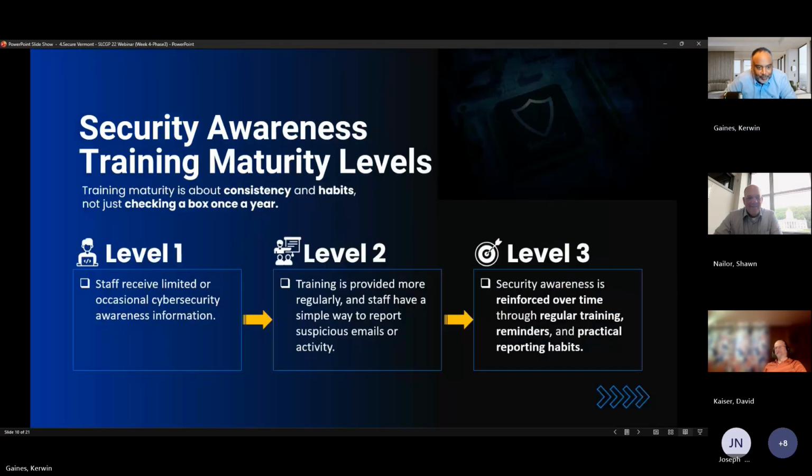Good point. All right. Again, the three maturity levels, you start with something. Level 1 is some sort of occasional awareness. Level 2, the training is provided more regularly. Staff have a simple way to report suspicious emails or activity. And then level 3 is where you're doing routine training, you have reminders, you have little tidbits, and you're doing exercises to try and stress test how effective it is, to see if there are people that are learning from it or not. And do some people need a little bit of focused training because they're still falling for stuff?